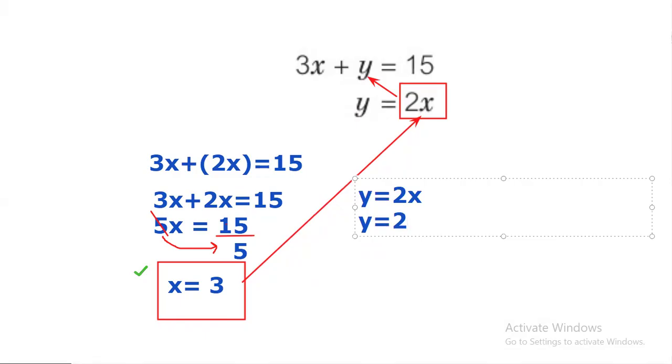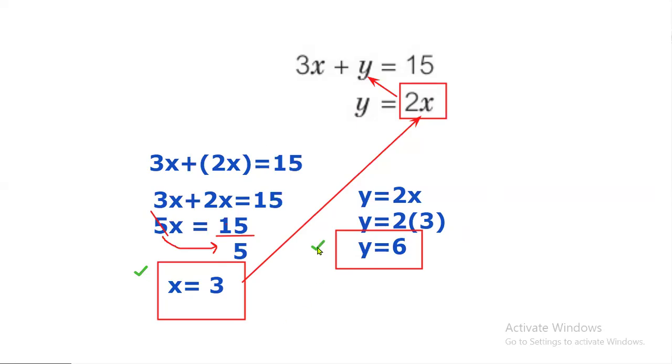I want to remove the x and put brackets and put the 3 inside the bracket like this. And then y will equal 2 multiplied by 3, which will equal 6. And this is the value of y from these simultaneous equations. And by that, I found the value of x and the value of y. And this is how you solve simultaneous equations using the substitution method.